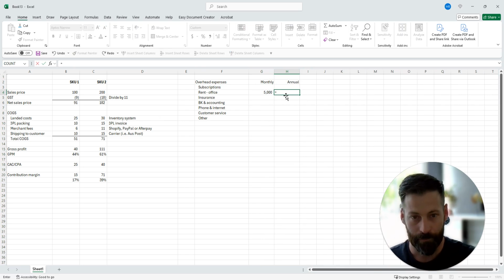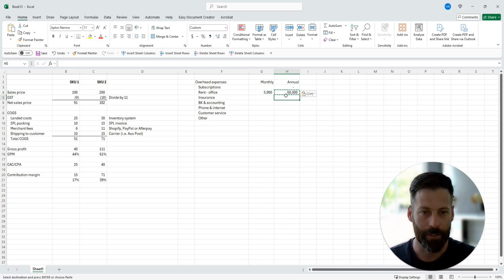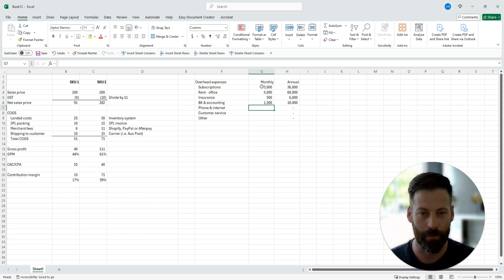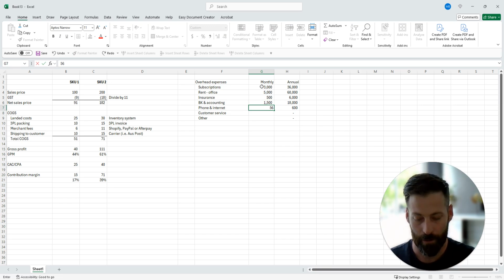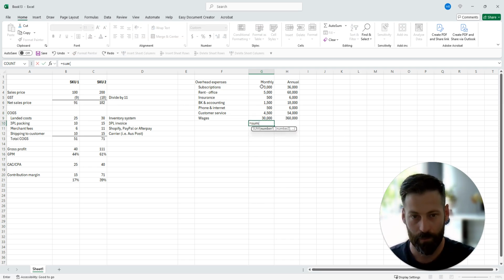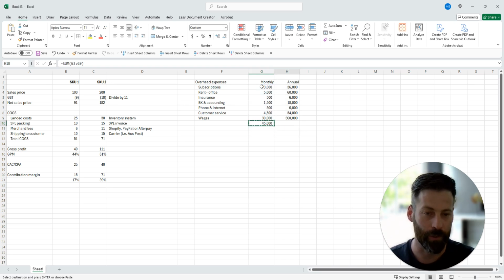So let's say, let's just make up some numbers here. Let's say we have subscriptions of $3,000 per month. We've got insurance of $500 per month. We pay $1,500 for our bookkeeping and everything to get done. Oh, sorry, the other key one, wages. So let's say we outsource our customer service for $4,500 a month, and we've got wages of $30,000. We've got total monthly overhead expenses of $45,000 and annual costs of $540,000.